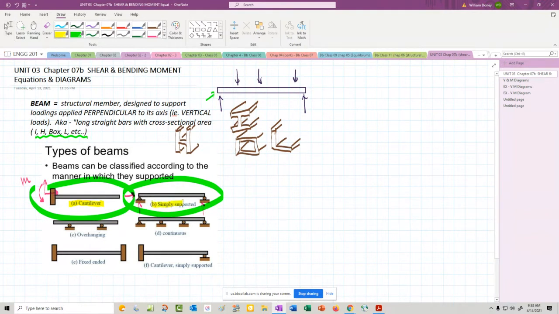So cantilevered and simply supported are probably the two most popular. These remaining ones are more a combination of those. Here's an overhanging, which is really just simply supported. Here's continuous. That's also simply supported. Cantilever with, this is sort of a combination of the two. And then this last one, fixed ends, both ends fixed. This is actually what we refer to as statically indeterminate.